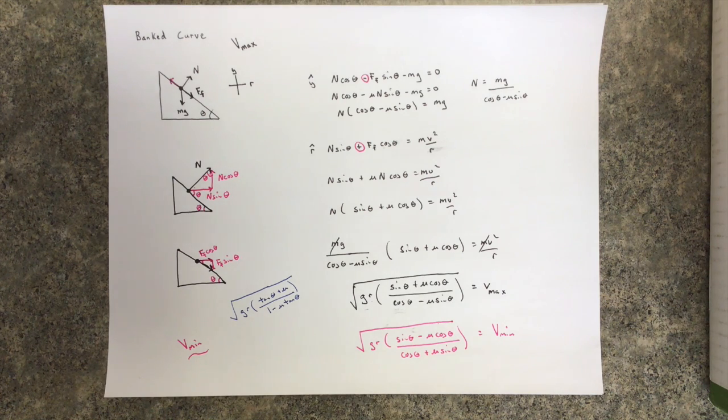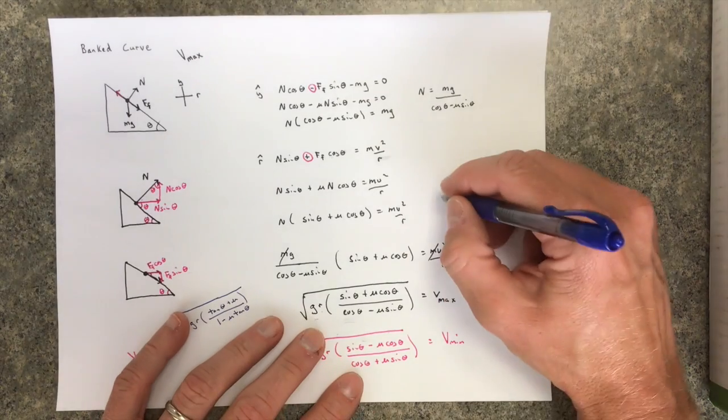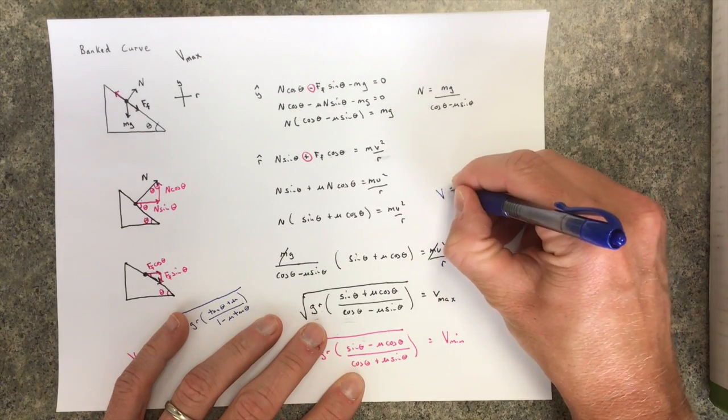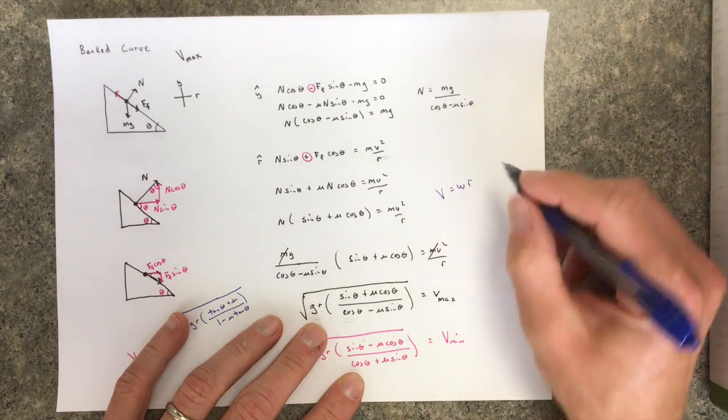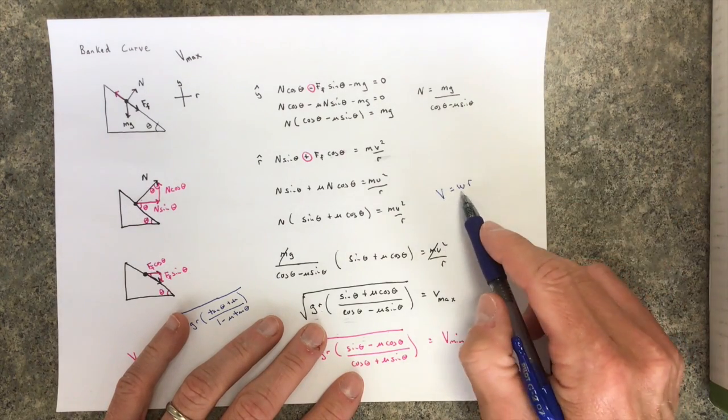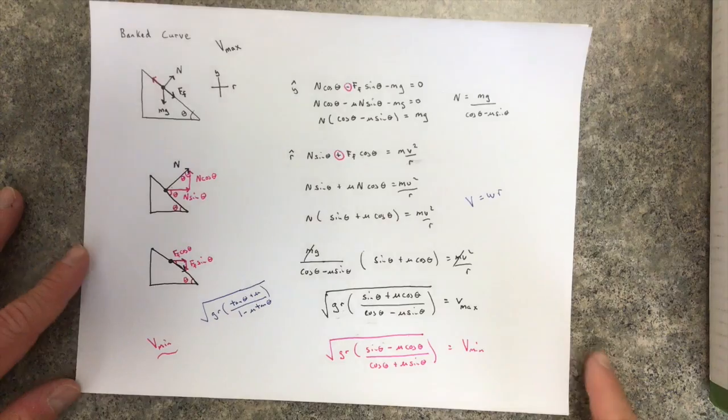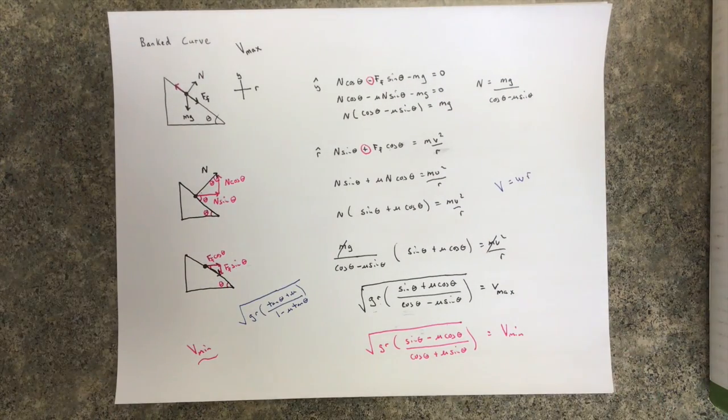If somehow instead of the maximum velocity they wanted the maximum angular velocity, then again you would need to know that v equals omega r. So if you knew the r value, and you know how fast you can go, then you can know how fast you could actually rotate or spin on that banked curve.